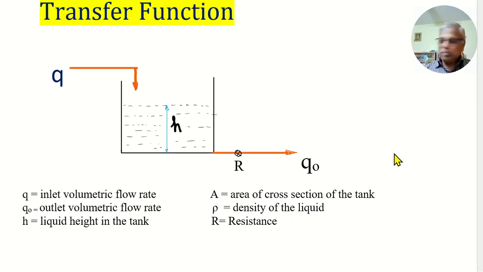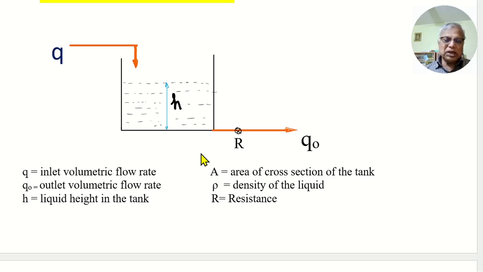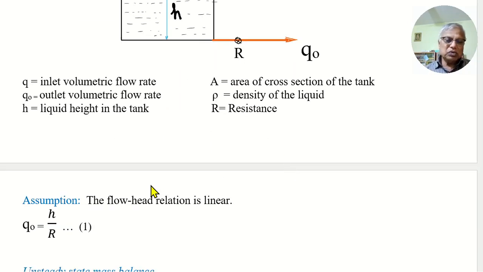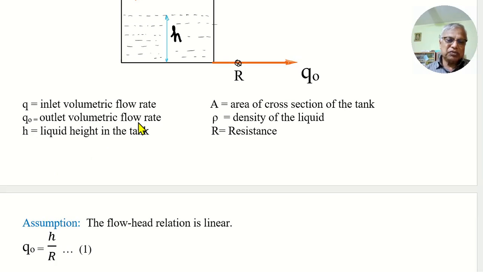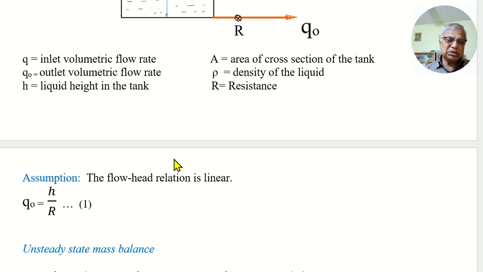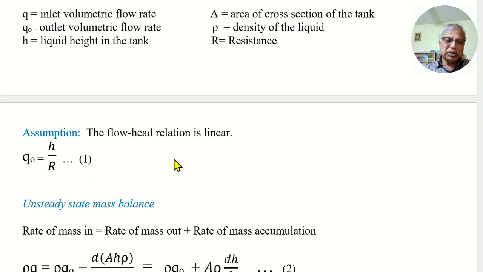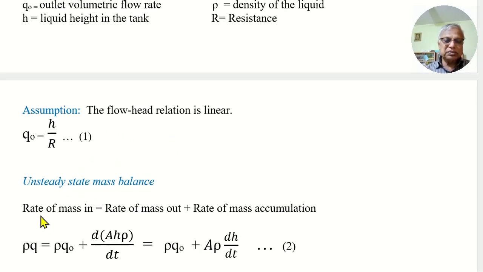In the last lecture, PC47, the different types of flow head relationships were described. So now we will assume that the flow head relationship is linear. That means Q naught equals H by R. This is the assumption with which we are going to describe this process and find out which equation describes it. So first you make an unsteady state mass balance.